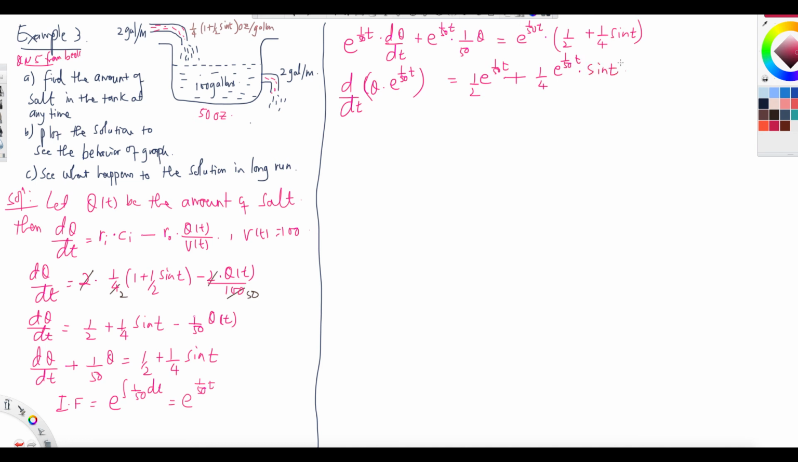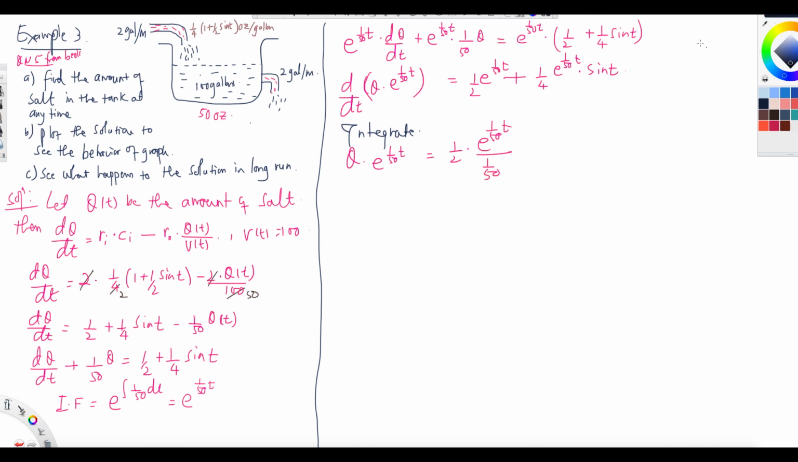That's what you get. Now we integrate on both sides. So let us integrate on both sides. What do you get on the left side? Left side becomes q times e to the 1/50 t, right? On the right side, the integral of this will become 1/2 times e to the 1/50 t divided by 1/50, right?